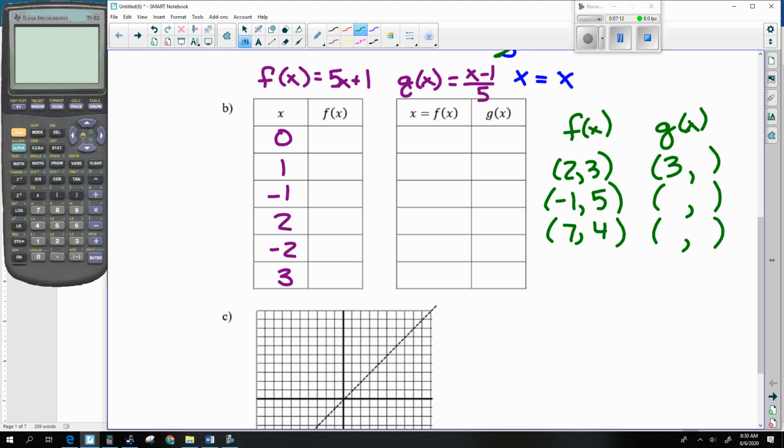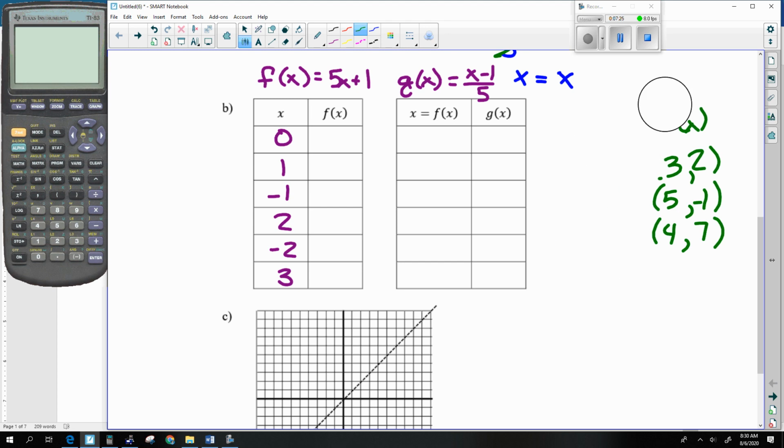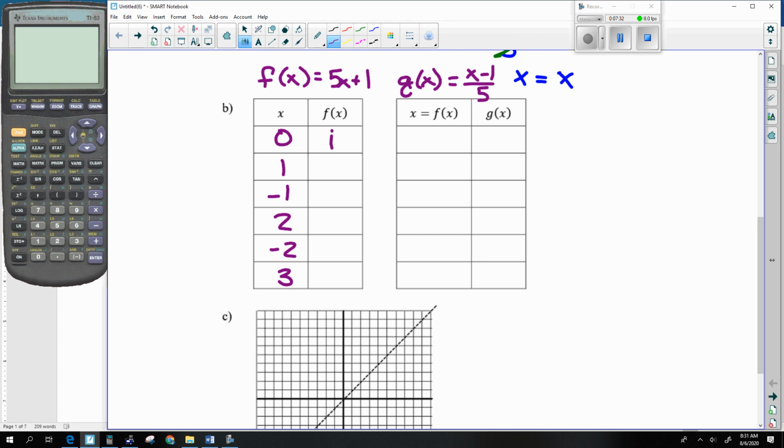So I will notice that they are going to be the exact same, except the x's became the y's and the y's became the x's. And so that's what I'm showing here with these tables. Okay, so 5x plus 1. Okay, those are the 5x plus 1s.